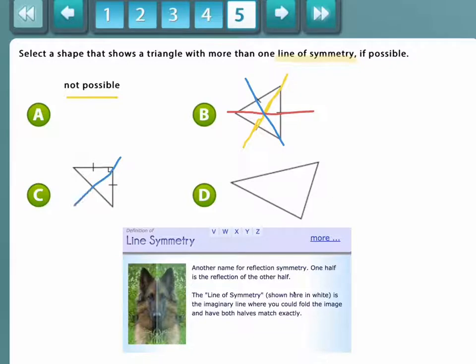This isosceles triangle would only have one line of symmetry going like this, because there's no other way I could cut it so both halves are the same. And this triangle here, that is a scalene triangle, and it has no lines of symmetry because I cannot cut that triangle any way, shape, or form that will give me two halves the same. So it is possible to have a triangle with more than one line of symmetry, and it is B, an equilateral triangle.